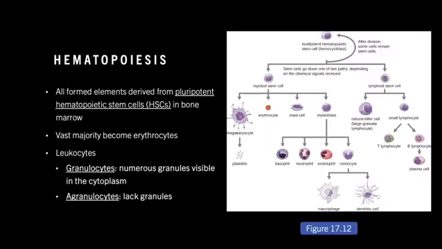So we'll start off with hematopoiesis, and this is basically how we're going to produce our blood cells. And essentially all of our formed elements are going to be derived from this multipotent hematopoietic stem cell, also known as a hemocytoblast, that resides within our bone marrow. And a majority of these are going to become a red blood cell. So you can see that pathway over here through the myeloid stem cell. And then a bunch of other ones are going to become our leukocytes.